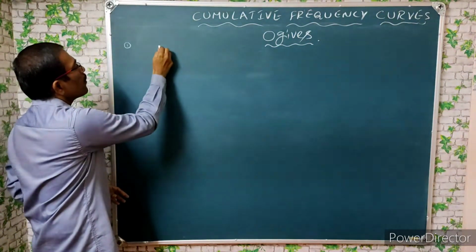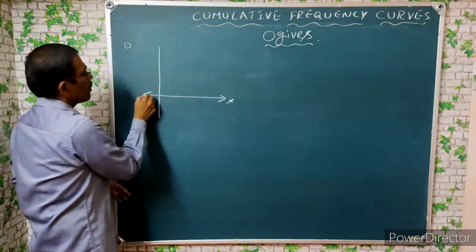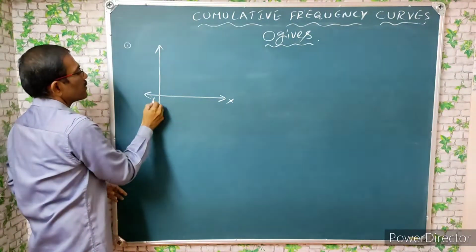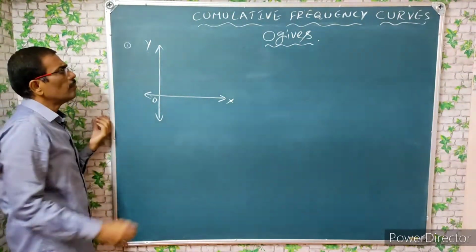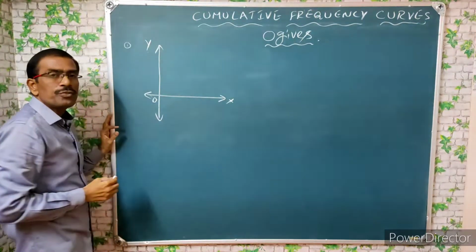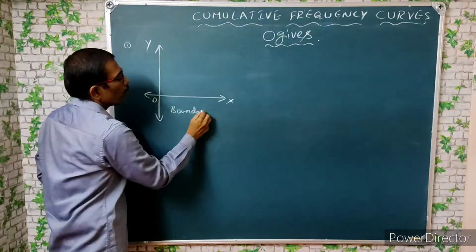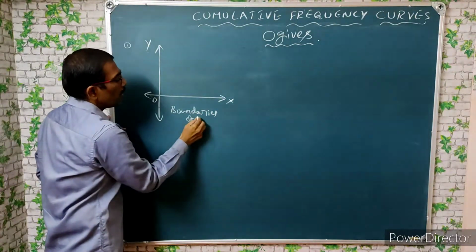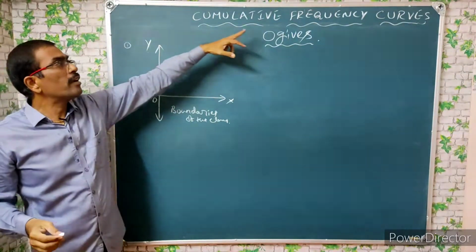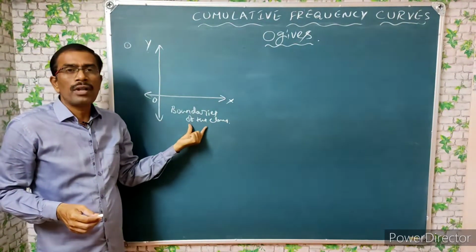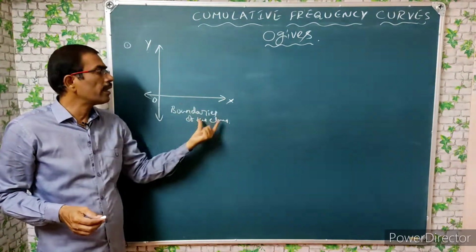In this class, we first learn what ogives are. For this, you take the x-axis and y-axis. What are ogives? I already told you, cumulative frequencies are linked with the boundaries, not to the limits. So that is why I have taken the boundaries of the classes on the x-axis.